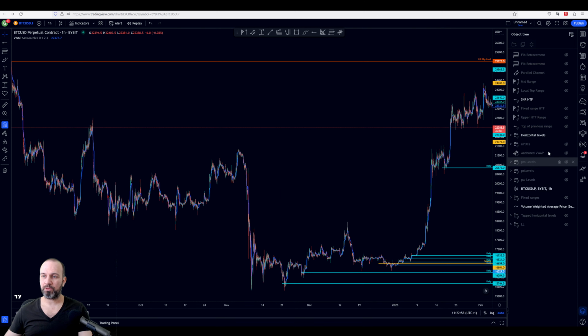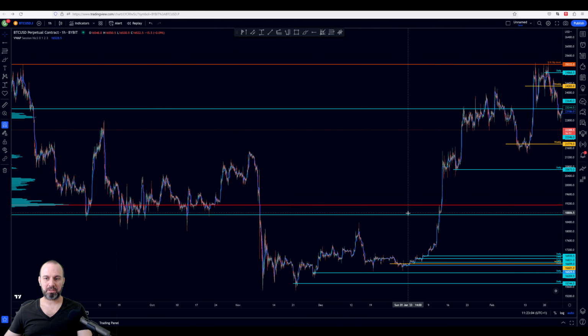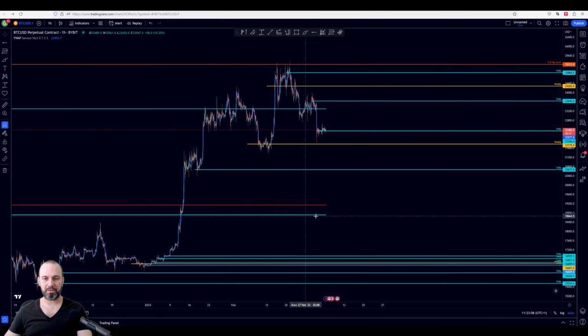Now if we bring back the fixed range like this, you can see it's not only the point of control and the value level, but it's also an SNR flip level. So I would give it this 18K area. This should be an area that actually needs to hold as support for more downside. Let's say this becomes a bit more bearish and the price moves to the downside with no reaction here, no reaction here, then we need to move to this area.